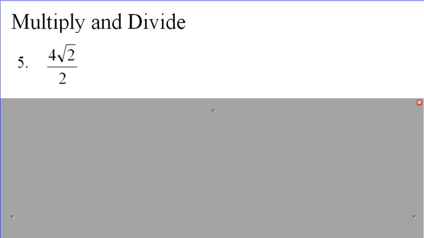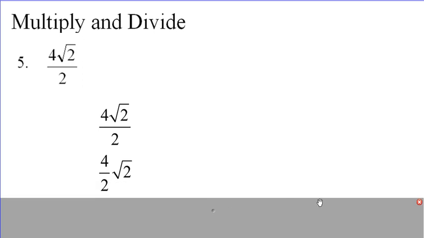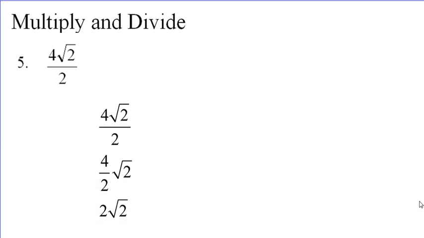For number 5, we've got 4 square roots of 2 divided by 2. Again, we can see that we have values on the outside of our square root, so they can interact with each other. So we know 4 divided by 2 is 2. And we still have our square root of 2, so our simplified answer would be 2 square roots of 2.